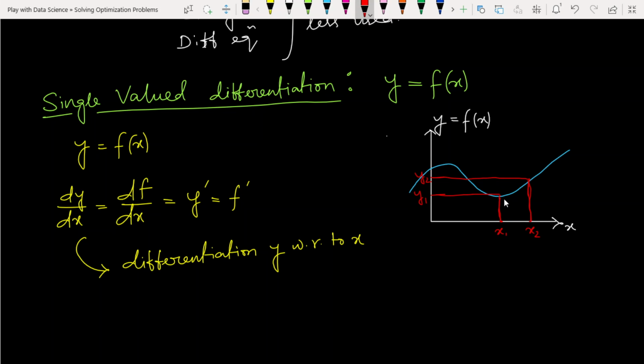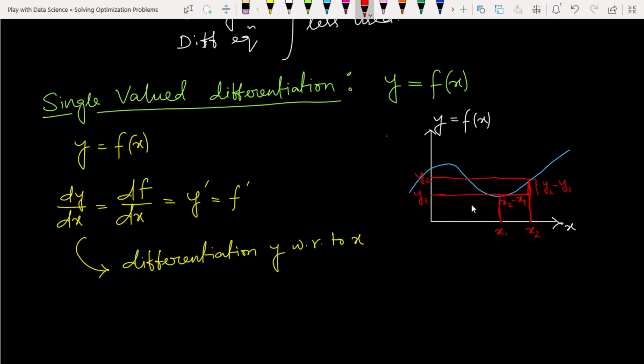Now the difference of our independent variable is what? That is x2 minus x1, simply x2 minus x1. And the difference of our dependent variable is what? Simple, right? That is y2 minus y1.